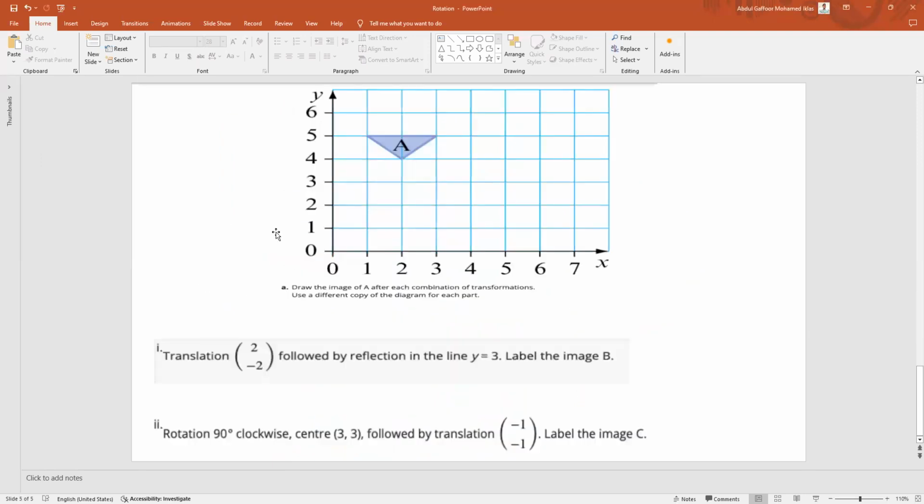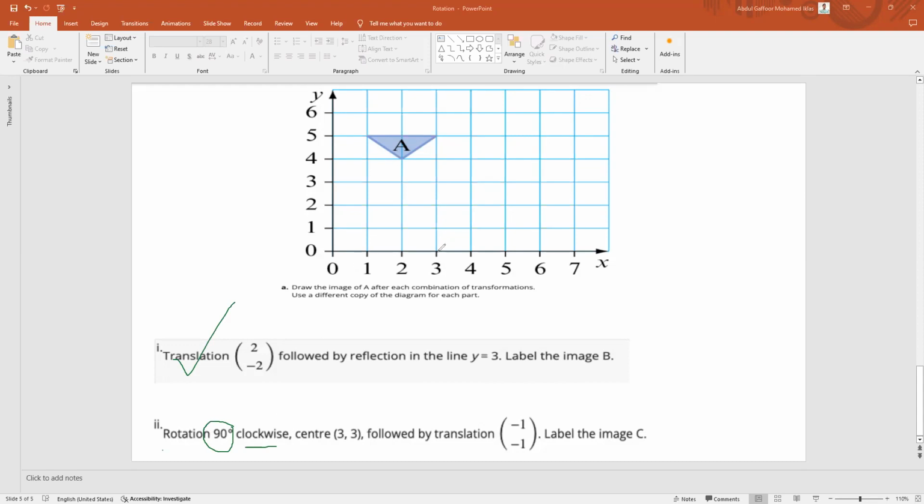Okay, now we have already discussed this question. I don't think I have to explain this part because I have already discussed it. So let me explain the second part: rotation of 90 degrees clockwise. They are mentioning the angle is 90 degrees and clockwise, and the center is also mentioned. The center is (3, 3).